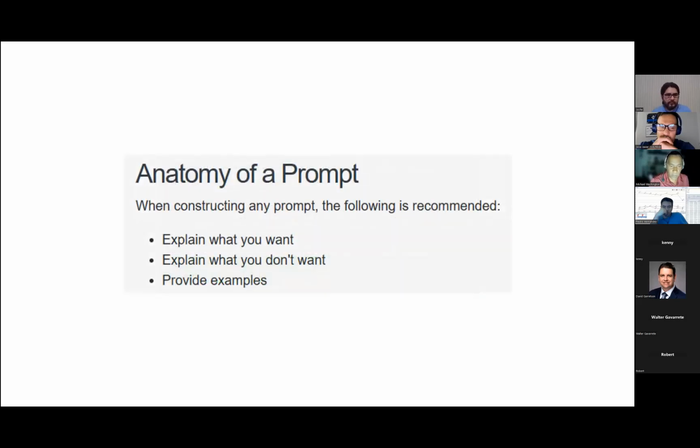So what is a prompt? A prompt is what you send to the large language model, and a response is what you get back. The prompt is kind of like where you do the programming. What is the anatomy of a prompt? In my experience, it comes down to these 3 things. Number 1, you tell the AI what you want. Number 2, and this is very important, a lot of people forget this, explain what you don't want. And 3, when possible, provide examples.